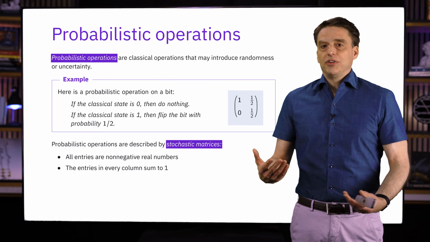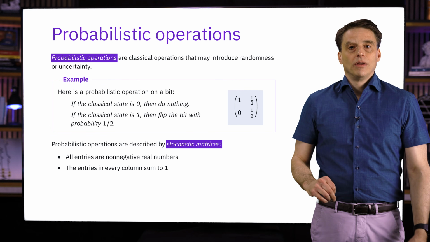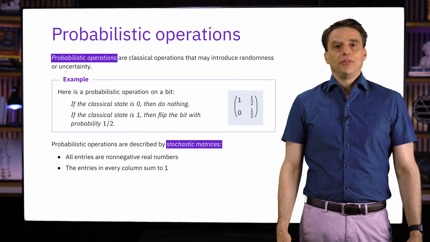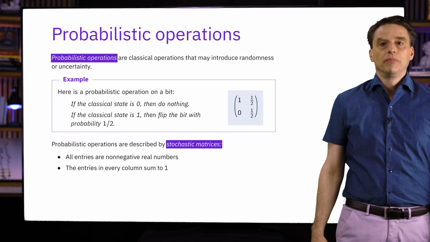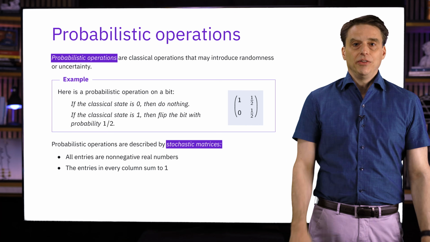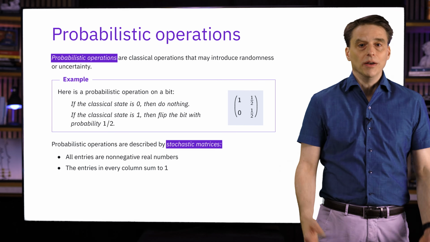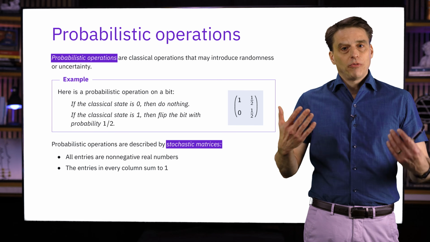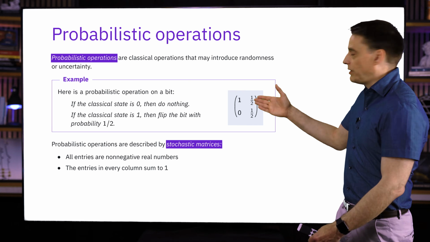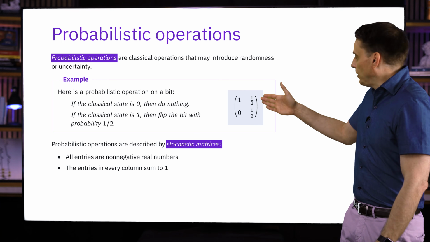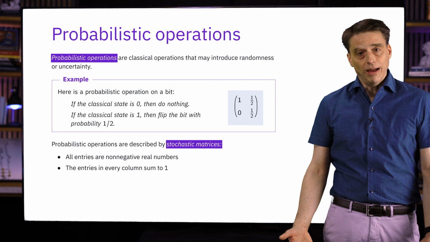The probabilistic operation in our example, for instance, is described by this matrix right here. If we perform this operation on the classical state 0, then the probabilistic state we get is given by the first column, which is, again, the classical state 0, or equivalently, the probabilistic state where 0 occurs with probability 1. If instead we perform this operation on the classical state 1, then we effectively just randomize the bit. And correspondingly, we get this probability vector here, where the probability for each of the possible states is equal to 1/2.